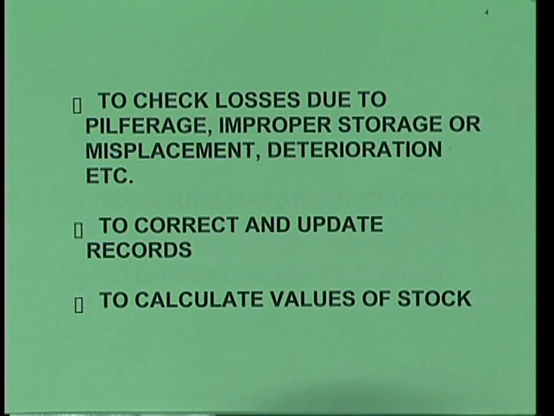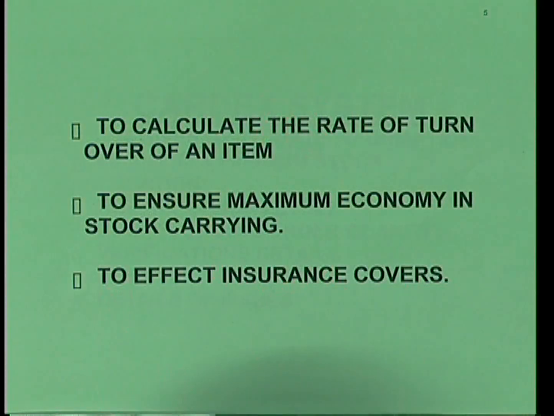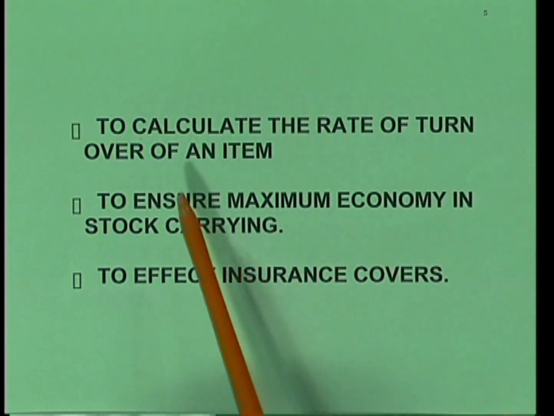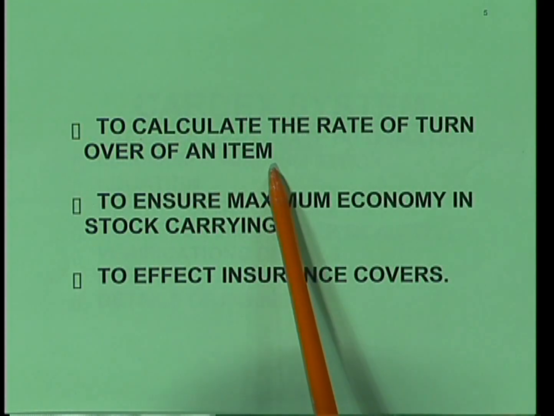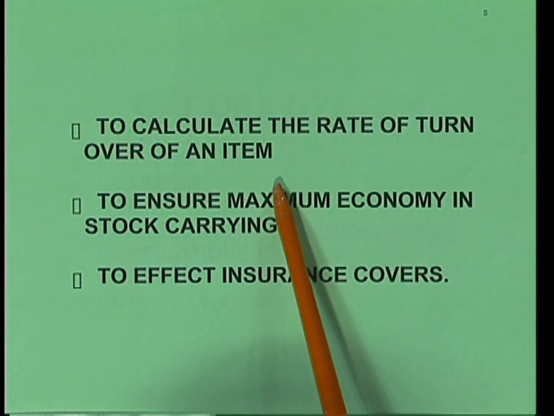Next is to calculate the value of stock. Annually, what is the value of stock, that we have to calculate. In total, this much amount is lying in this particular stores. Next, to calculate the rate of turnover of an item. For example, how many pipes are there in a year, how much cost of pipes we have consumed, how much cost of rivets we have consumed, like that each amount. For example, in selective controls we have to go for ABC analysis, for that purpose it will be helpful.